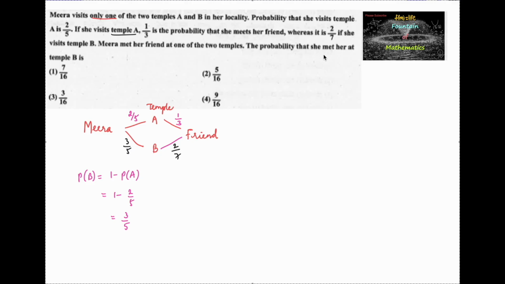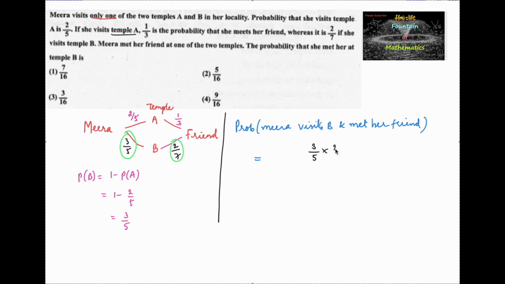So the probability that she met her friend at temple B, so we need to find the probability that Meera met her friend at temple B. And which can be given by, according to the Bayes theorem, 3 by 5 into 2 by 7 upon the total probability.